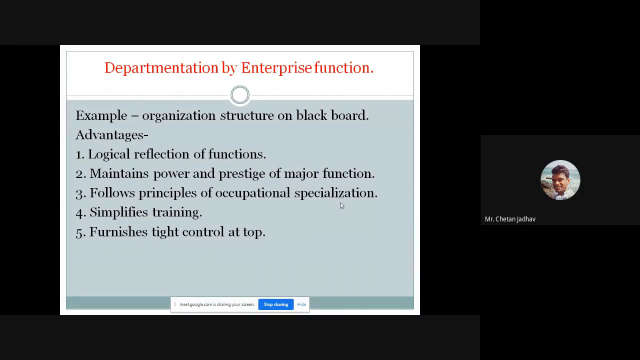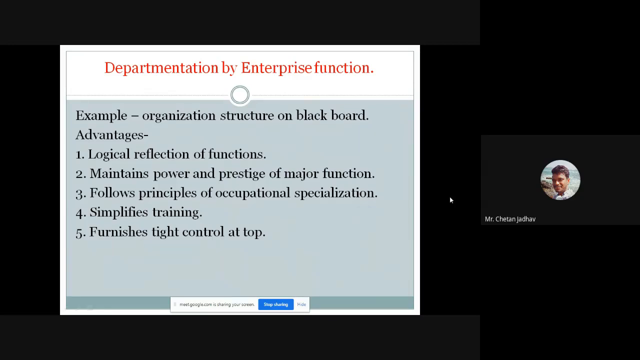Okay. Next thing is simplified training. The same thing applies for giving training to new people, assigning as per the department wise. So that is also a good thing.